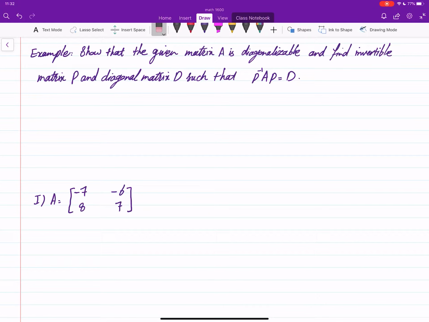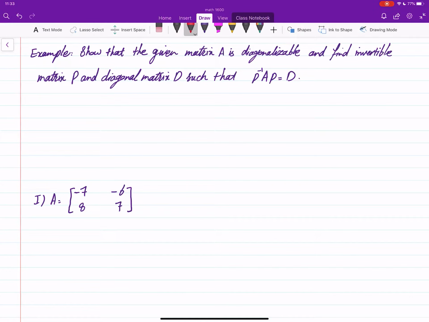Hi, in this video we will do some examples in which we need to show a given matrix is diagonalizable and find the invertible matrix P and diagonal matrix D such that P inverse A P is D.